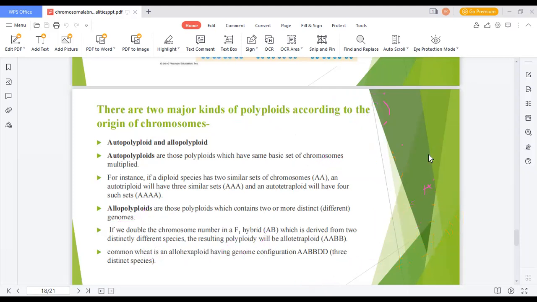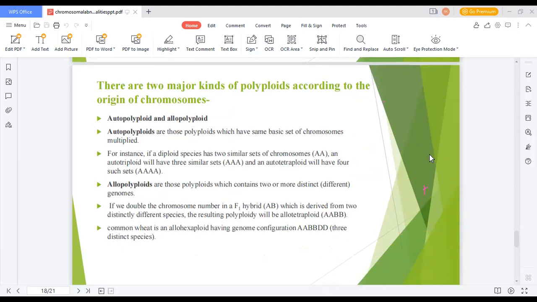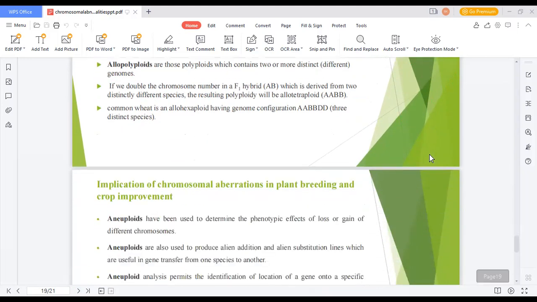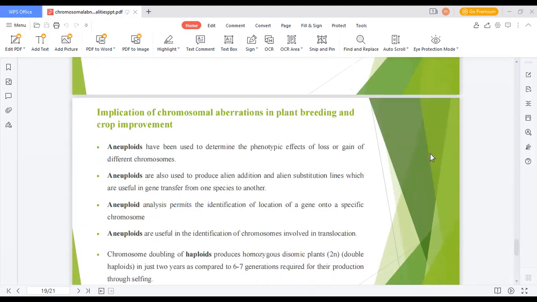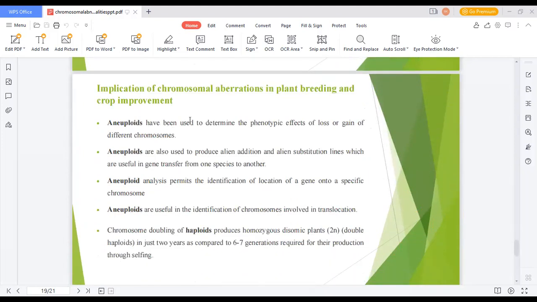So see this one, these are the two major kinds of polyploids based on chromosomal number. So, implications of chromosomal aberrations in plant breeding and crop improvement. Aneuploids have been used to determine the phenotypic effects, whether loss or gain of different chromosomes. If one chromosome is lost, what type of disorders we have seen in different genetic syndromes. Aneuploids are also used to produce alien addition or alien substitution lines, which are useful in gene transfer from one species to another. So aneuploids are useful for identification of chromosomes involved in translocation.